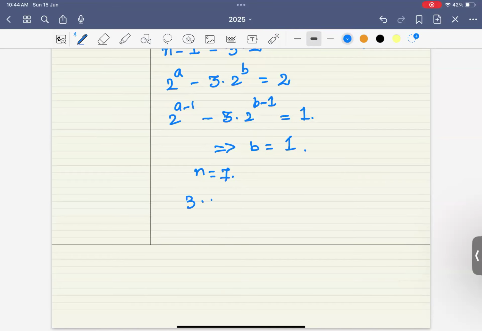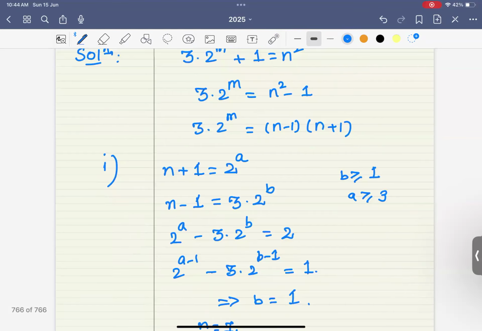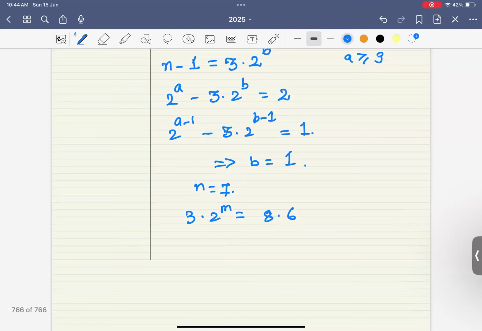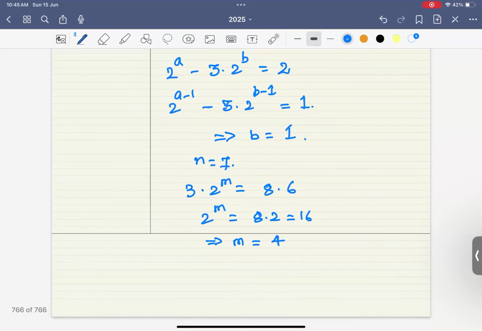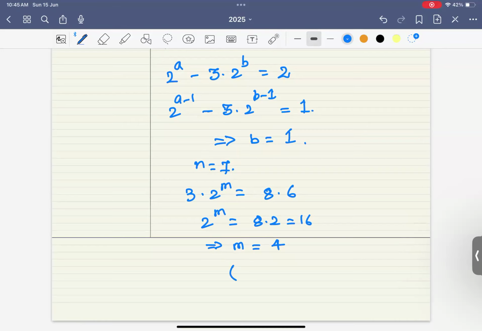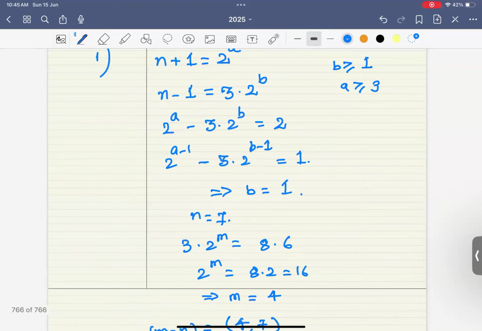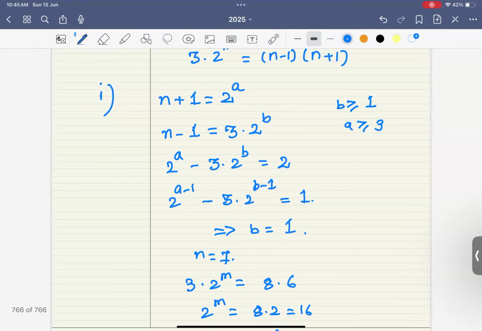3 times 2 to the m is equal to 8 into 6. So 2 to the m is in fact equal to 8 into 2, which is equal to 16, right? So m is equal to, I believe, 4. So one of the solutions that we have arrived at is m comma n, that's 4 comma 7 is the answer. So this is one of the answers in which we had attributed 3 to n minus 1, right?